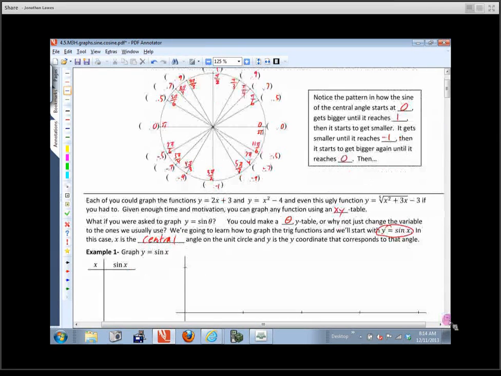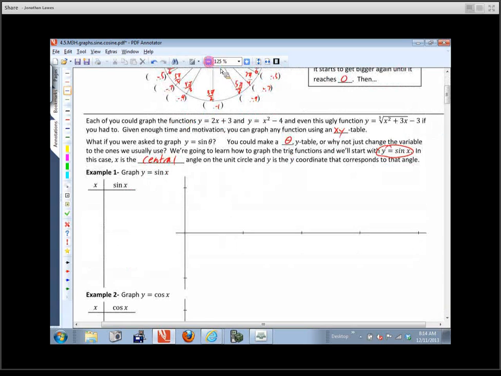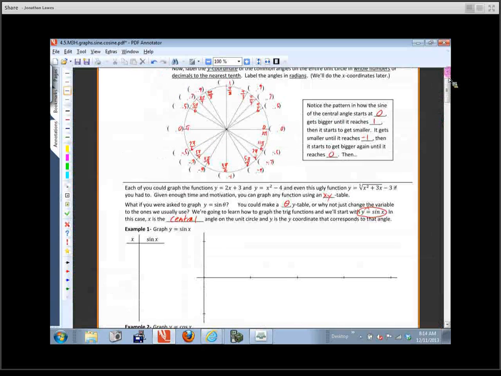All right, so we're going to come down here. I'm going to keep this relatively large. Okay, so this is going to be the central angle in radians. And the sine of that angle is, of course, the y-coordinate on the unit circle. So we're going to start off with 0 radians, and then we're going to go to pi sixths, pi fourths, pi thirds, and pi halves. And we're just going to write down what the sine ratio would be. The y-coordinate is 0. So this would be 0.5, this would be 0.7, this would be 0.9, and this would be 1. So each one of these is a coordinate on our graph.